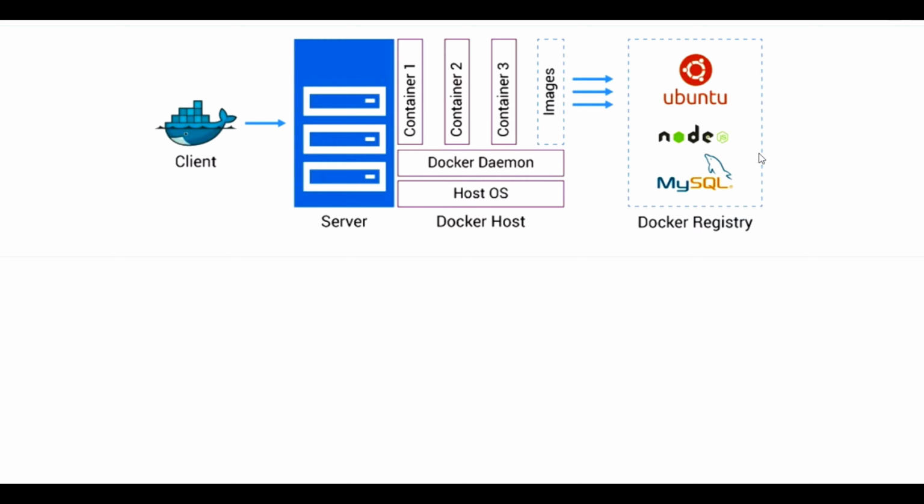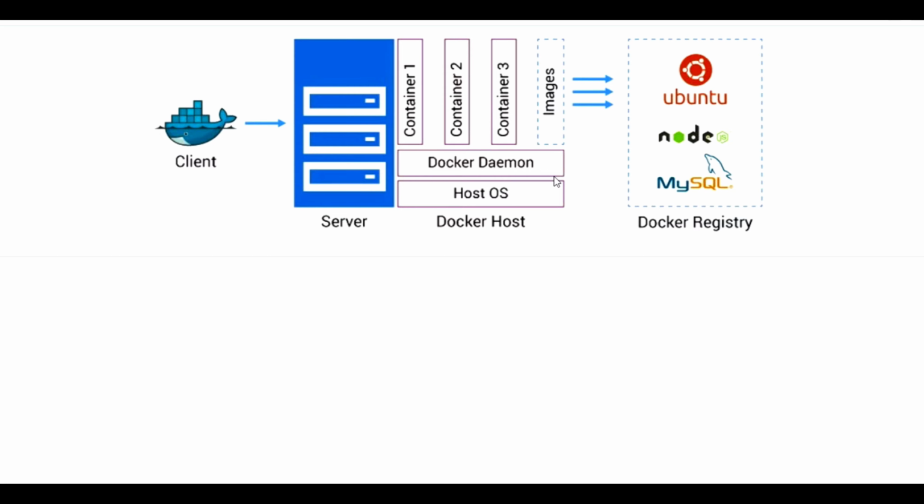Like here you see Ubuntu, Node, or MySQL, Node.js. These are the different images. So the Docker registry is a service for storing and distributing all those images, like Docker Hub. Docker Hub is a public registry where people can keep images, and they can be private or public. If you go for a private registry, then you need to set that up.